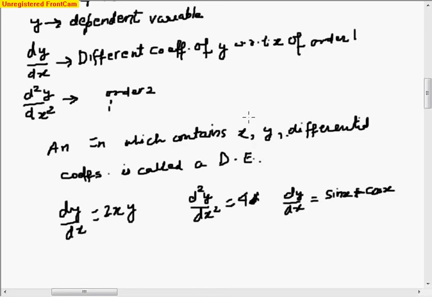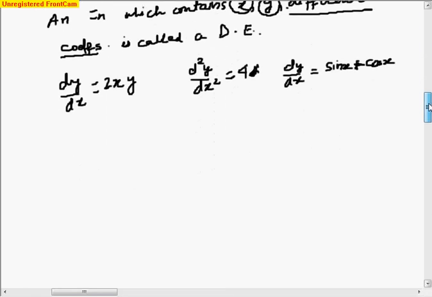So a differential equation is an equation which contains an independent variable x, a dependent variable y, and the differential coefficients, and these differential coefficients can be of any order like 1, 2, 3, and so on, right? Next thing I'm going to define is what do we mean by order of a differential equation. Now we will define order of a differential equation.